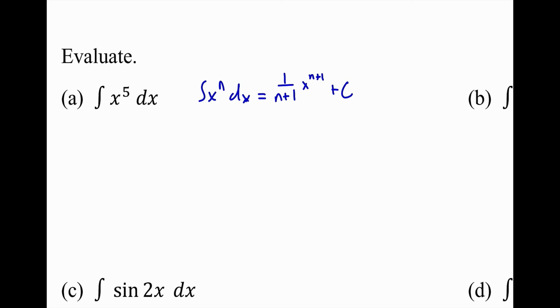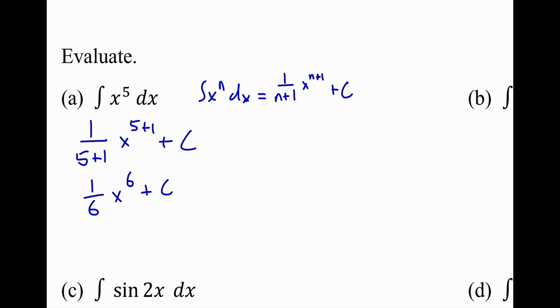When we look at this case, n is equal to 5, so its antiderivative is just going to be 1 over 5 plus 1 times x to the 5 plus 1 plus a constant. So what we have then is just 1/6 x to the 6 plus c.